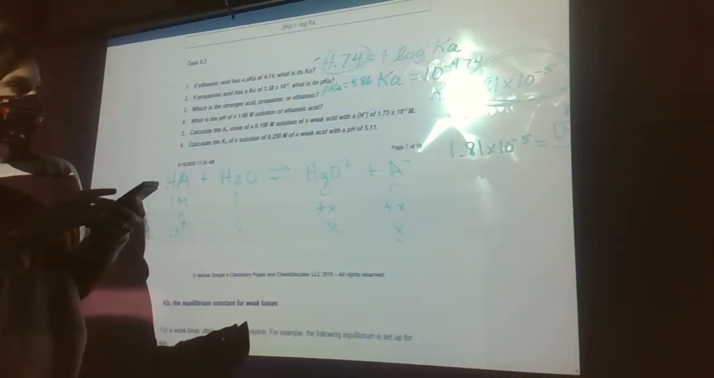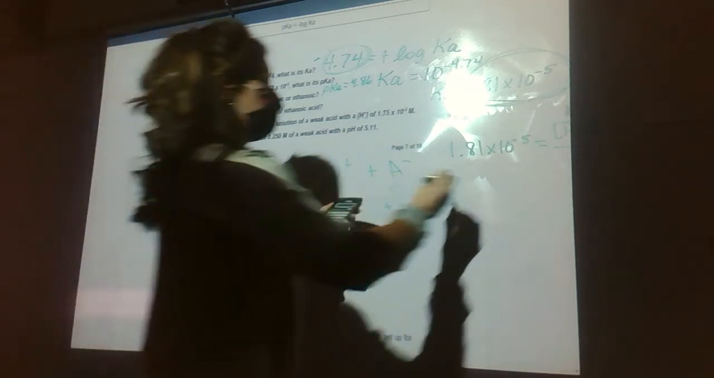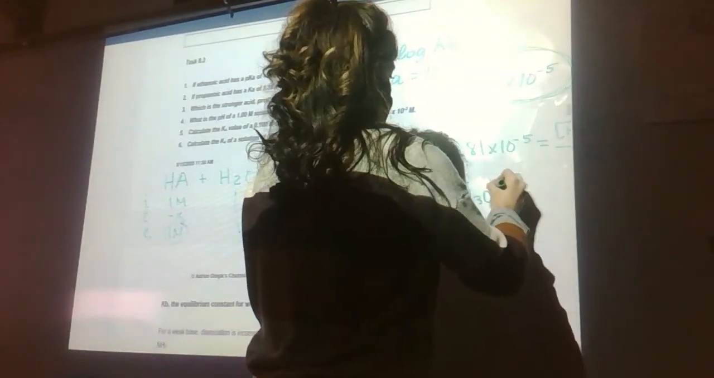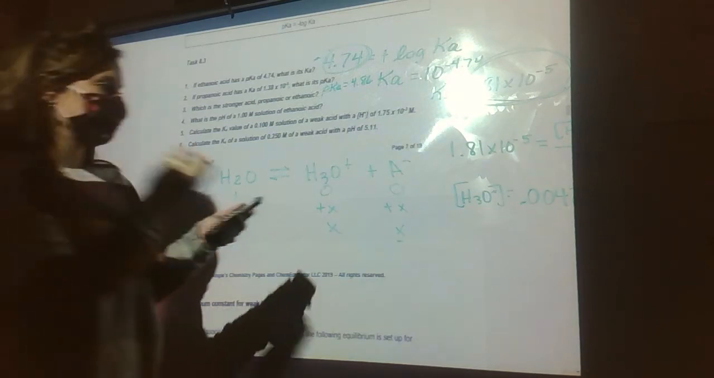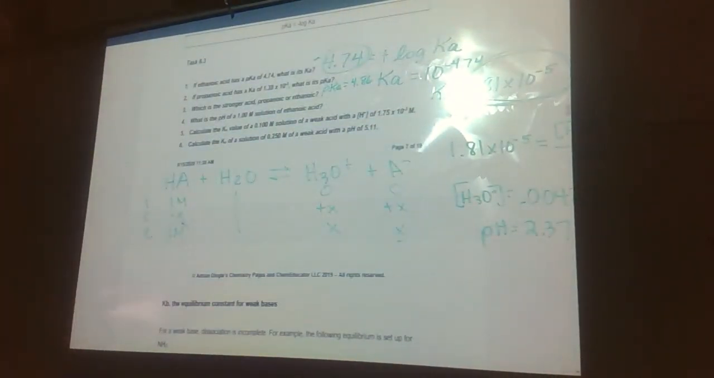Take the square root of both sides. My hydronium concentration is 0.00425. And then to find the pH, I take the negative log of that. And I get 2.37 for the pH of that acid. You can see it doesn't match the pKa. pH is just the pH scale, 1 to 7, 7 to 14. Questions?